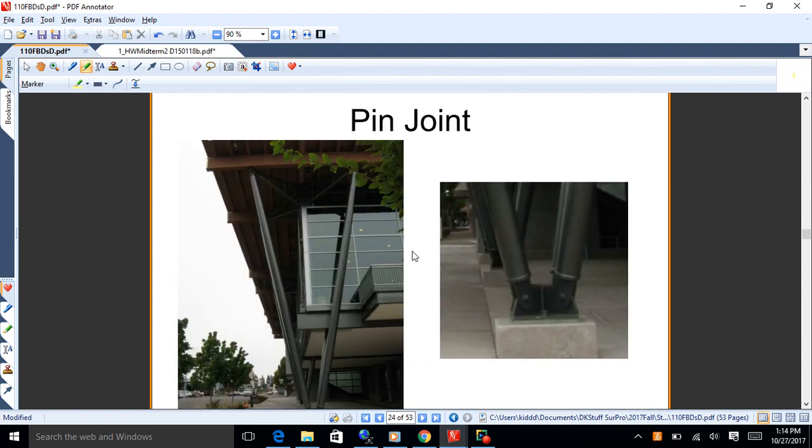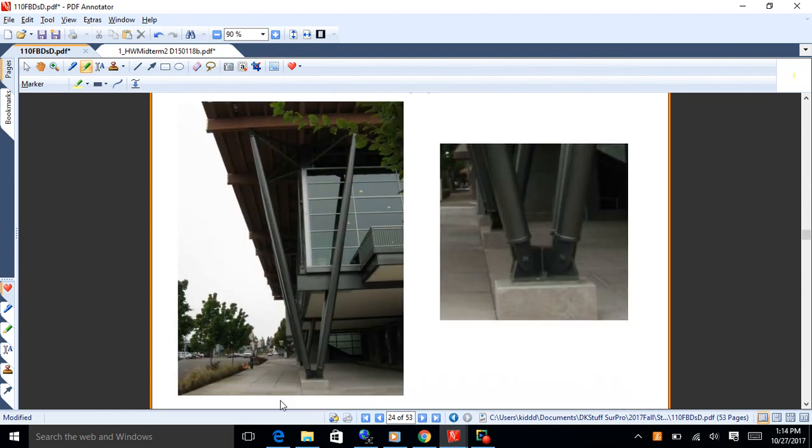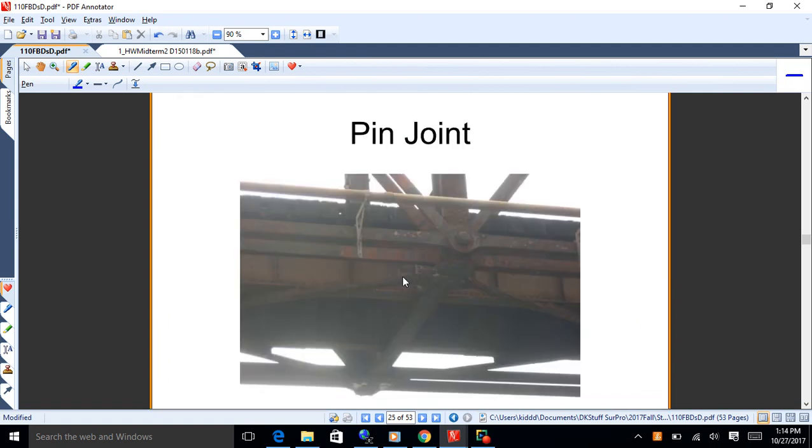Okay. So here's some pin joints. This is the convention center down in Salem, or up in Salem maybe. There's some pin joints on those long thin tubes there that are holding the roof up. See the rivets in there? Here's the bridge crossing the Santiam River in Jefferson, the railroad bridge. Pin joint there, okay. Very commonly used on trusses, old trusses anyway.